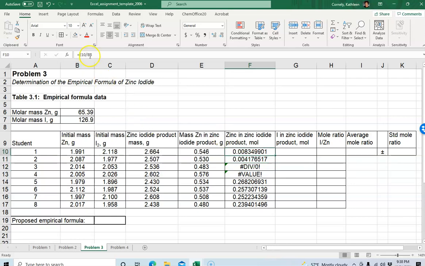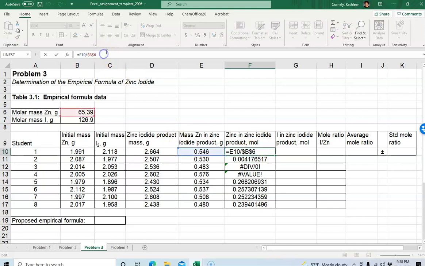What we want to do is take the mass of the zinc in the zinc iodide product, and we want to change the masses for each student, but in each case we want to divide by the same molar mass. So what I'm going to do is go to student 1, and I'm going to change my formula to $B, $6, and then hit enter.